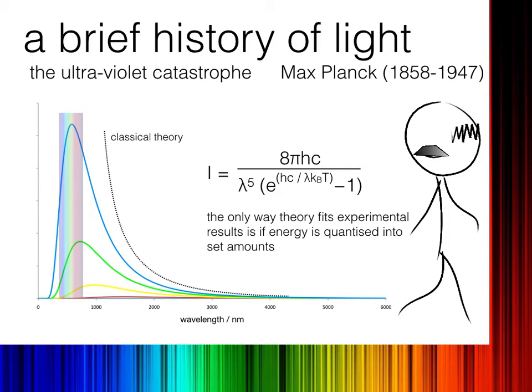H is now known as Planck's constant, but this was the constant that Max Planck realised he needed in order to make light fit into quantized units. This constant is the only way that he could make these kind of patterns, these spectra of light from different bodies, match everything else he knew about it.